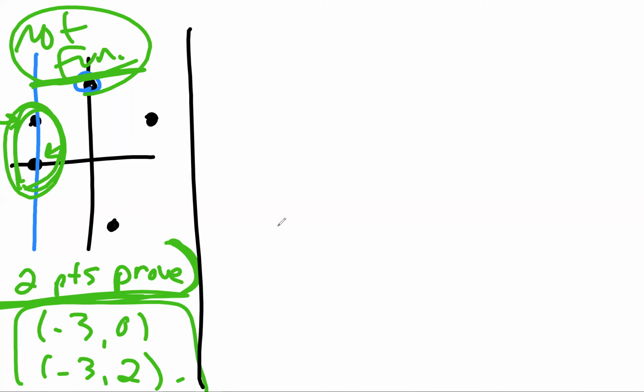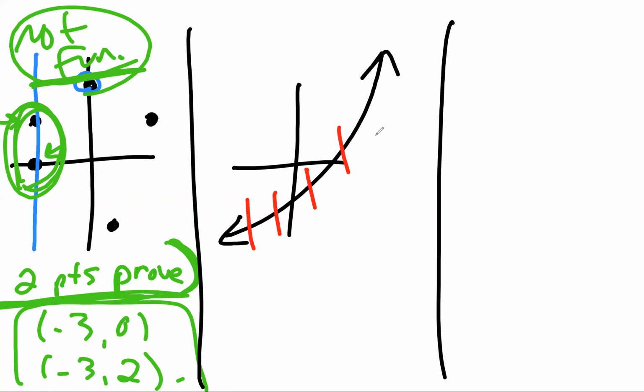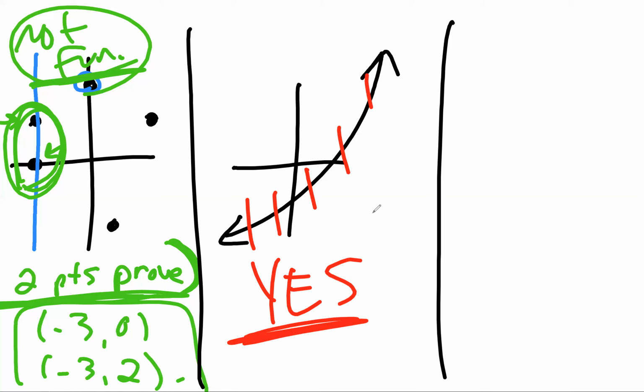Now, maybe we have one that looks like this. And so our line comes up like this. And my question to you is, hey, is this graph a function, yes or no? Yes. And so you're going to find a vertical line. Oh, hey, look, it only crosses once, only once. So it doesn't matter which vertical line you pick. This is a function. Yes.